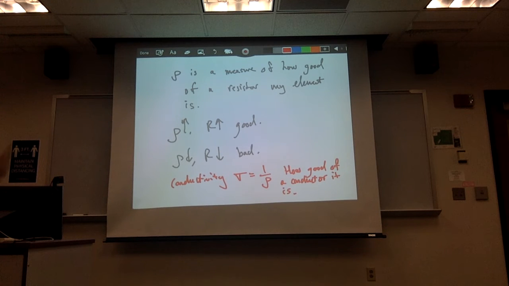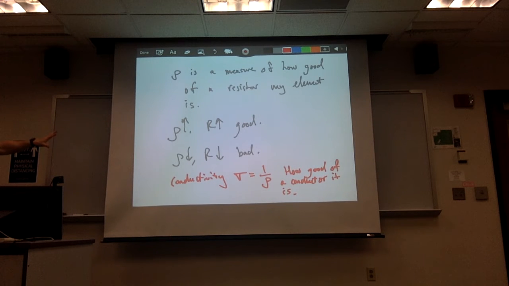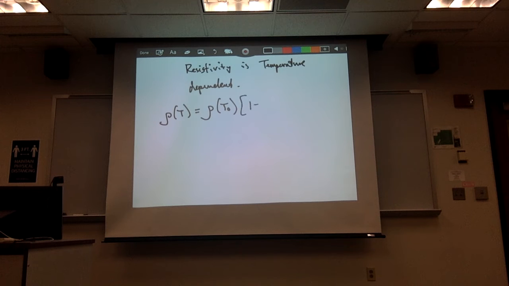Now, it also turns out that resistivity is temperature dependent. So this guy is actually temperature dependent. Resistivity is temperature dependent. Which means that the resistivity at a given temperature is equal to the resistivity at some reference temperature times 1 plus alpha times the change in temperature, where alpha here is the coefficient of thermal resistivity.